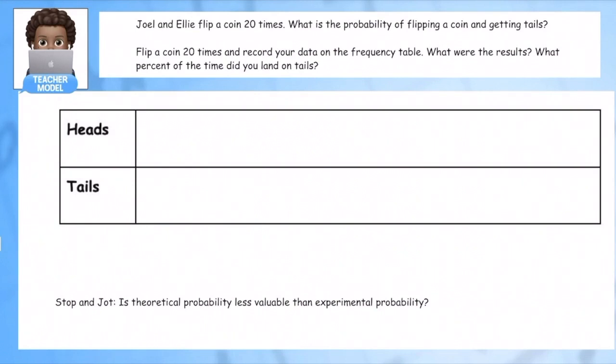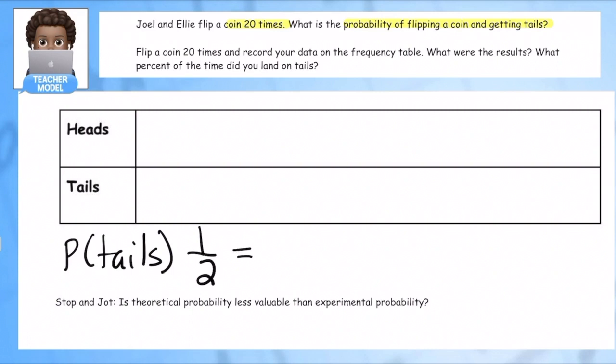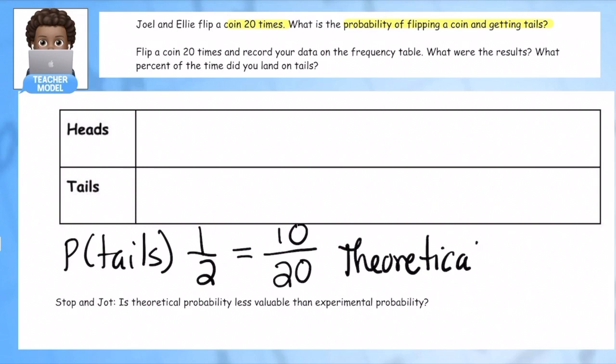We're going to switch things up for the second problem. Usually it's me doing some modeling, but we're going to do something different. Joel and Ellie flip a coin 20 times. What is the probability of flipping a coin and getting tails? Well, we know when it comes to theoretical probability, the probability of getting tails is 1/2. So if we want to find out of 20, we know that it would happen half the time, or 10 times out of 20. That is our theoretical probability.